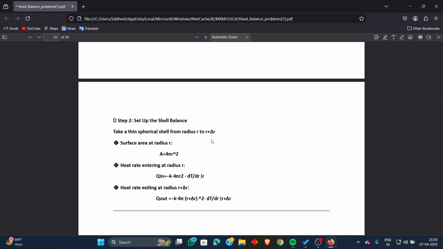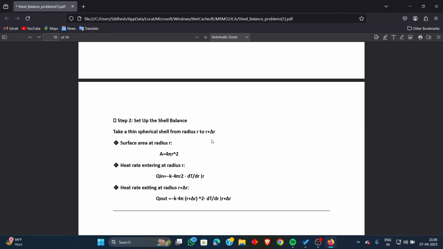Take a thin spherical shell from radius r to r plus delta r. The surface area at radius r, A, is equal to 4 pi r squared. Heat rate entering at radius r, that is Q in, is equal to minus k times A times dT/dr at r. That is, Q in is equal to minus k times 4 pi r squared times dT/dr at r.